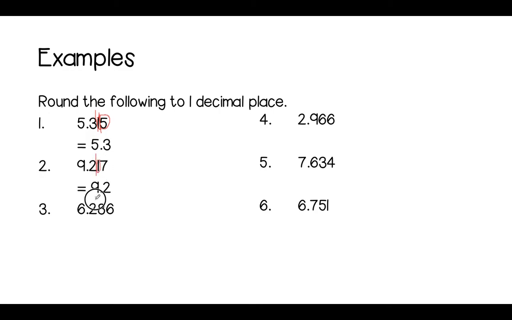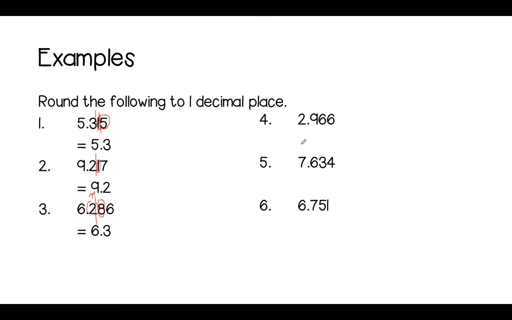Now this one, we're going to put a cut here. This is an 8, so it's above 5. It's 5 or above, which means it becomes 6.3. We make this 2 go up 1. That's a terrible arrow, but it'll do. So it goes up 1.